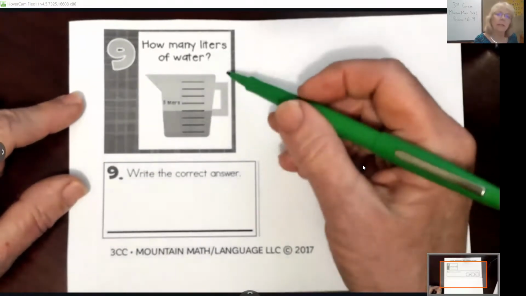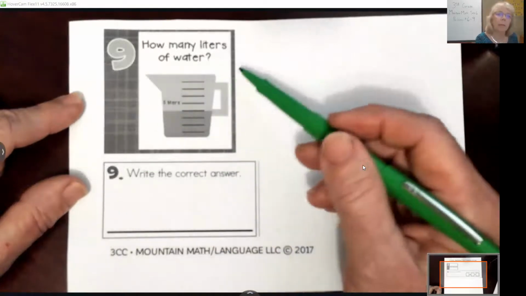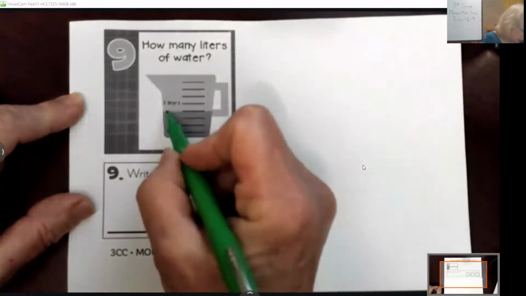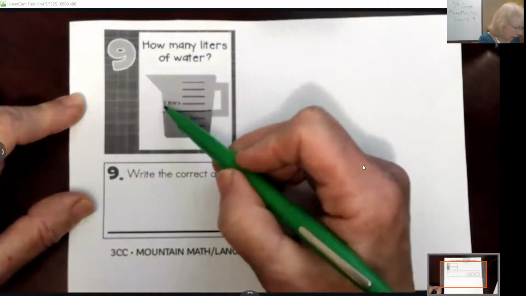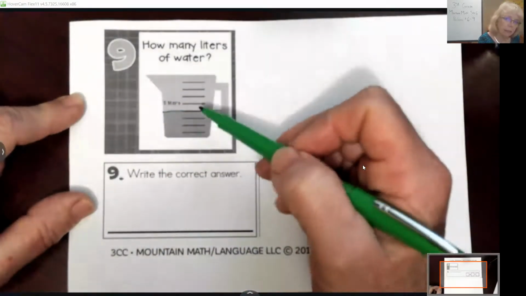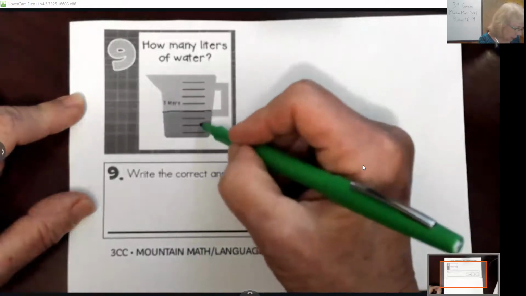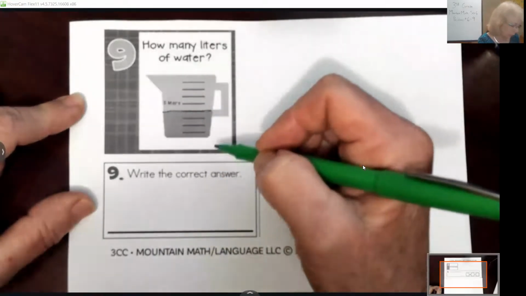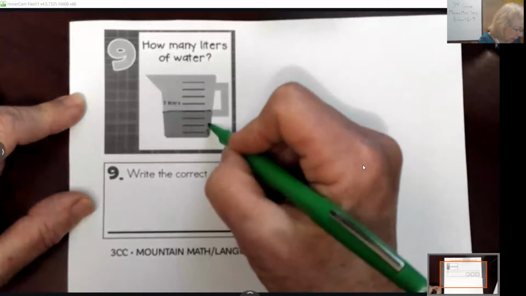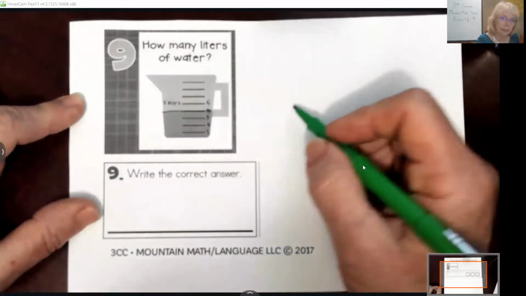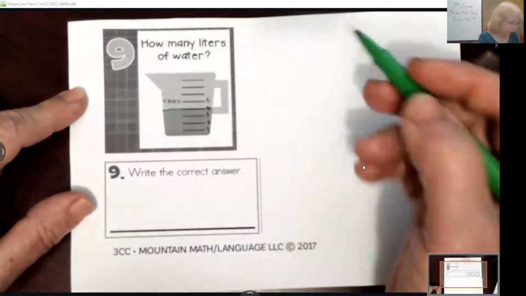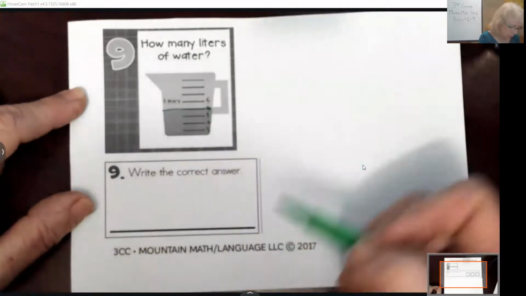But let's just look at what it's telling us. It's asking us how many liters of water. This dark line represents the water. Well, it's showing us 5 liters here. So let's see if we just assume each one of these lines is 1 liter, if it works. 1, 2, 3, 4, 5. Yes, it does work. So now we're just answering at what line is the water?